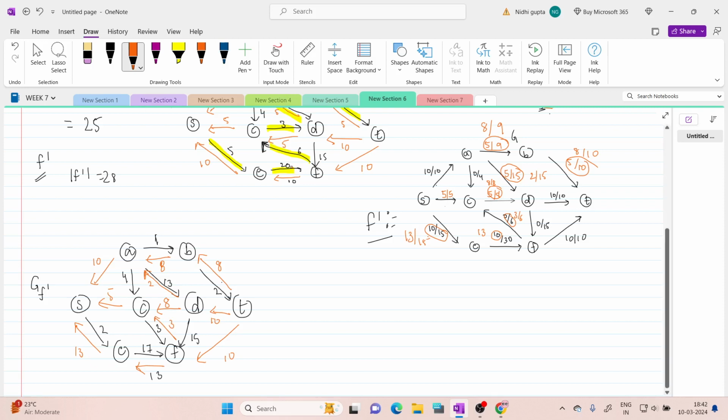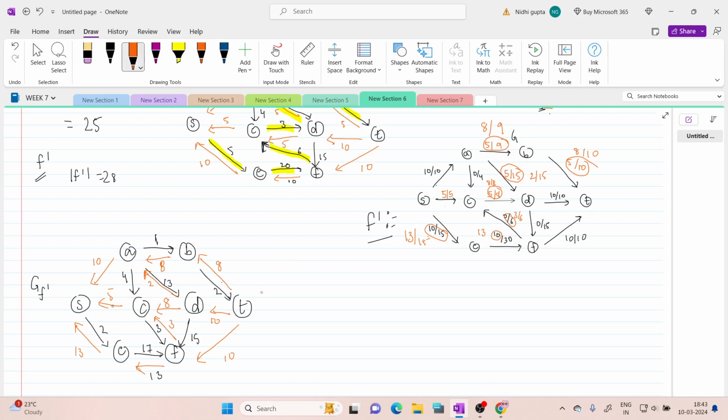So what is the next step? We have constructed the residual graph. Now the next step is to construct the augmenting path. If there is an augmenting path, then we can increase the flow. But if there is no augmenting path, then this is the maximum flow. So do you think there is an augmenting path? No, ma'am. No augmenting path. Are you sure there is no augmenting path? Yes, ma'am. There is no augmenting path.